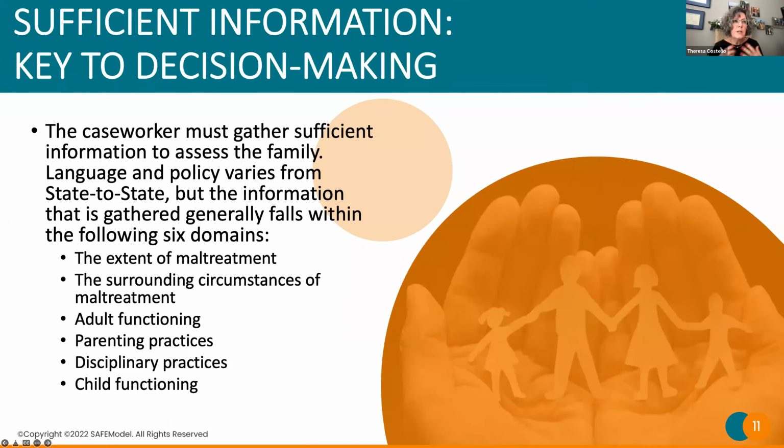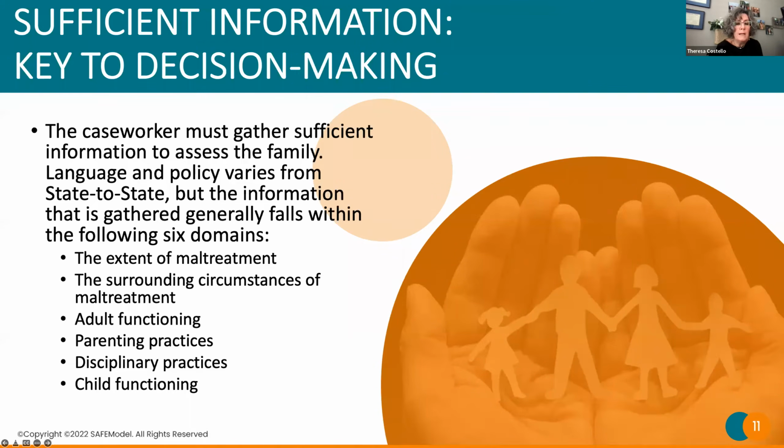Sufficient information, so this next key one to decision making: the idea that we have to have sufficient information. And this is the first thing that I would really call out as very important for best practice, that when we're gathering information to make safety and risk decisions, we have to have sufficient information about families. And that sufficient information, in many states, is now organized by what we would call the 6 domains. There are 6 categories of information that help us to understand the family.